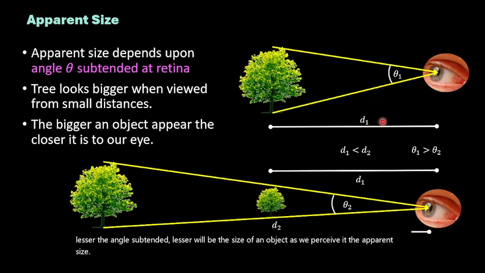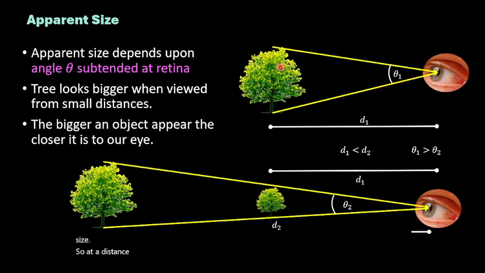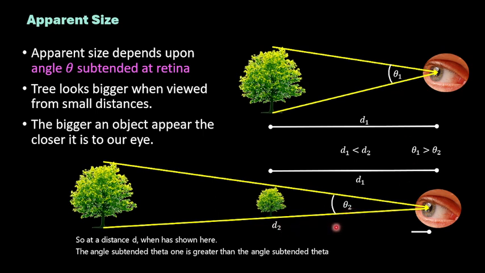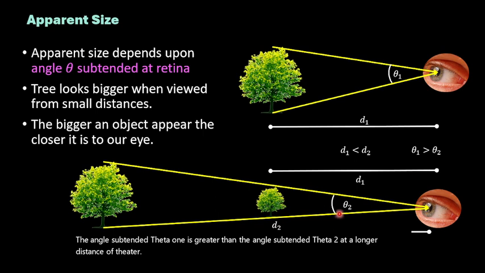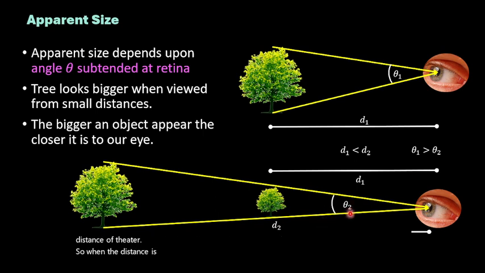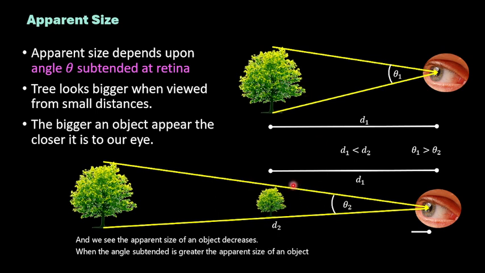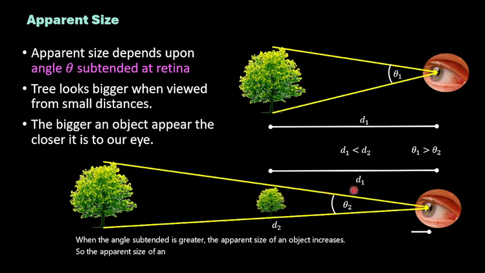So, at a distance d1 as shown here, the angle subtended θ1 is greater than the angle subtended θ2 at a longer distance of d2. So, when the distance is longer, less angle is subtended, and we see the apparent size of an object decreases. When the angle subtended is greater, the apparent size of an object increases. So, the apparent size of an object depends directly upon angle subtended.